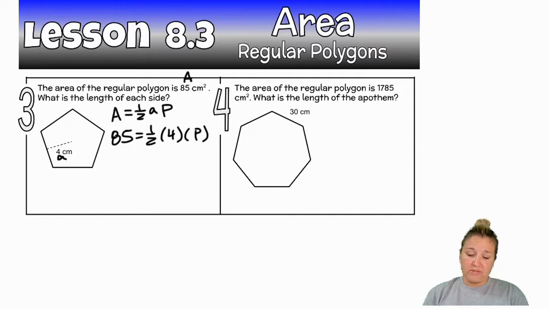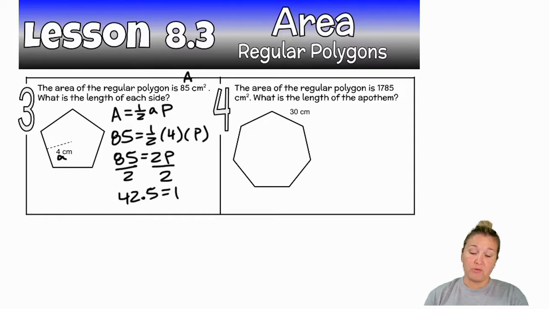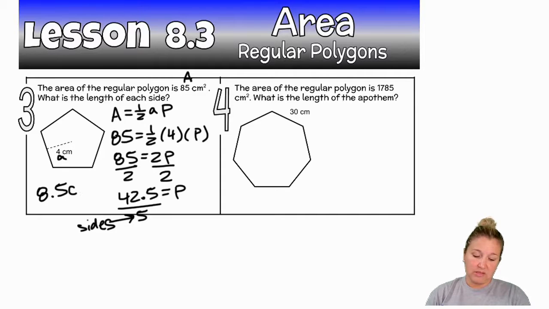So therefore, I'm going to have 85 is equal to 2p. So just multiplying out, I'm going to divide by 2 now to solve for p, and I get 42.5 is equal to the perimeter. Now, that is each side. Well, how many sides do I have? Well, I have 5 sides. So since there's 5 sides, I'm going to divide by 5. So that would tell me each side, since each side is the same length. So therefore, I divide by 5 because that's the number of sides that we have. And so each side is going to be 8.5 centimeters.